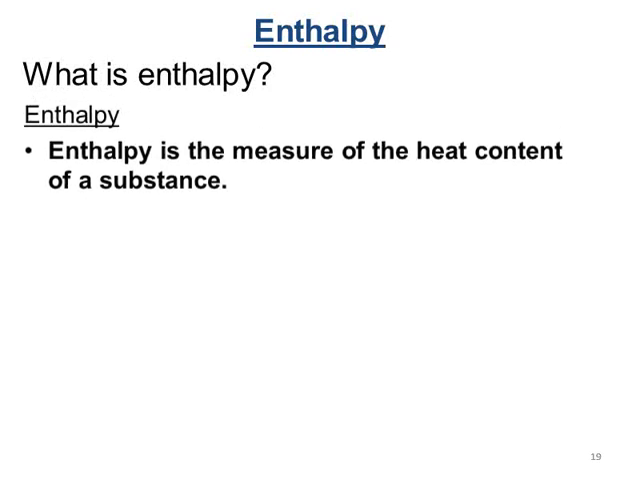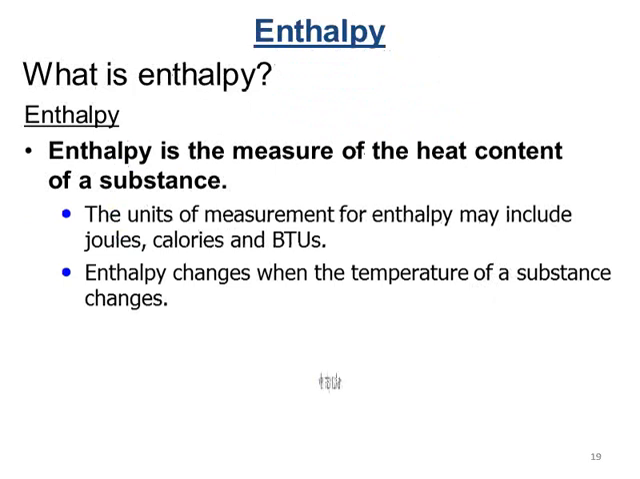So what is enthalpy? Enthalpy is what we're going to use to measure the heat content of a substance. The units will be in either joules, calories, or BTUs. Enthalpy changes when the temperature of a substance changes. So when you're going from temperature 1 to temperature 2, you're increasing the temperature, and you're also increasing the enthalpy in that material. The change in enthalpy is written as delta H, where for a chemical reaction, it is the enthalpy of the products minus the enthalpy of the reactants. And that's what we have here.